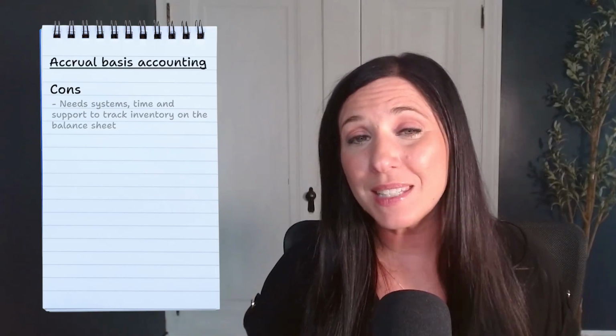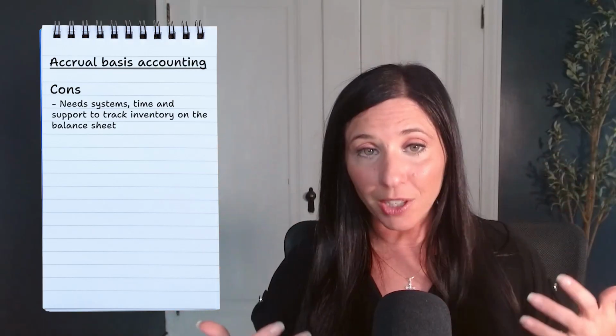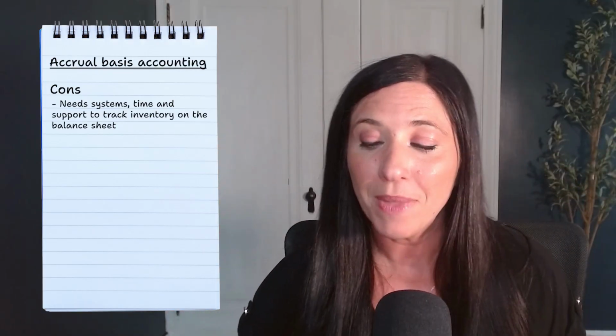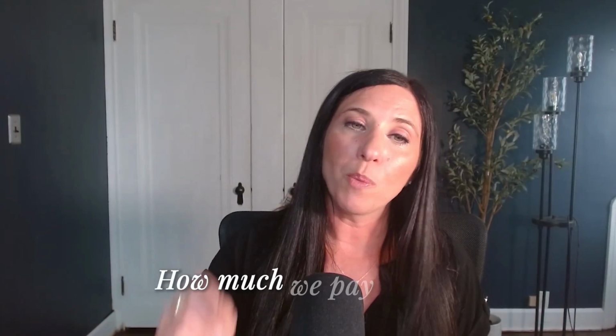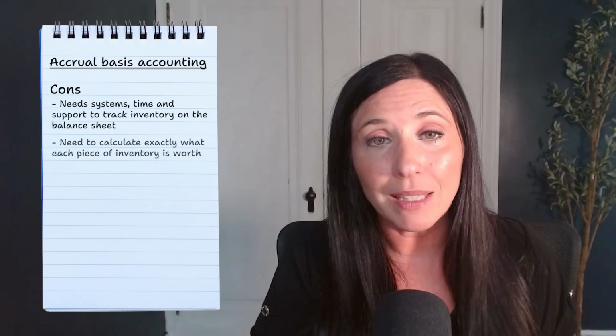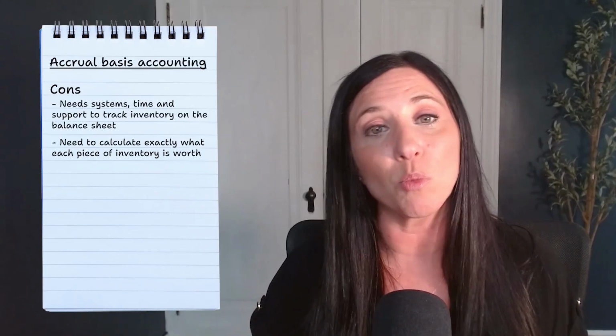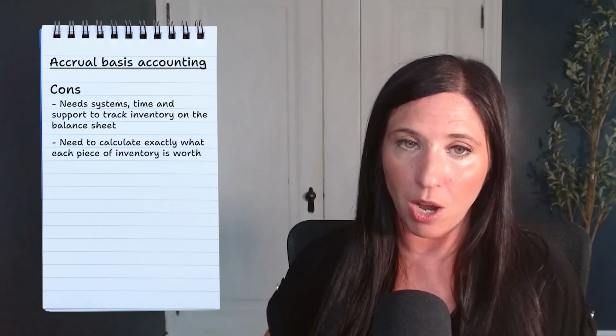So we need to have the systems, time, and support to be able to track every inventory dollar that's sitting on our balance sheet. And then as we sell the pieces of inventory and we relieve inventory and we move the cost of goods sold onto the income statement, we need to know exactly how much we paid for each one of those pieces. And there are multiple pieces involved. We need to know the calculation and how much each piece is worth so that we can relieve inventory and accurately move it to cost of goods sold.